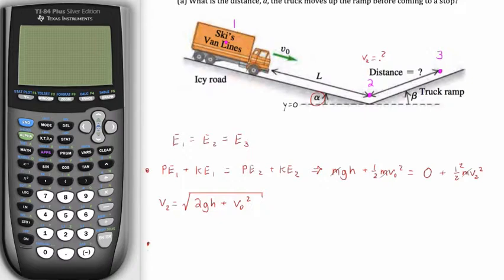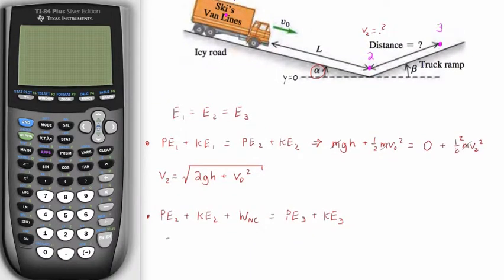Okay, so to do that, we'll set up a similar conservation of energy equation: potential energy at 2 plus kinetic energy at 2 plus work from non-conservative forces equals the potential energy at 3 plus the kinetic energy at 3. Okay, looks great. All right, so the potential energy at 2 we know is 0. We know the kinetic energy at 2 is 1/2 mv2 squared, and we can substitute in the expression that we just created above using the first conservation of energy equation.